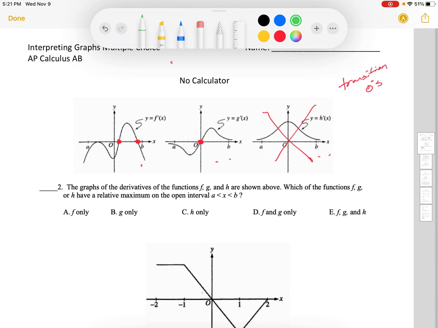Now, in order for us to have a relative max, remember that a maximum is like a hill. So we're going to need increase on one side, decrease on the other. And on the first derivative graph, we want to see outputs. So we want outputs that are positive and we want outputs that are negative. You can see that this one is negative to positive. That's a min. This one's positive to negative. So right now this is looking good. This one's negative to positive, so this is a min. So the only graph up here that has a relative maximum would be the first one, which is the letter F. So that would be A.